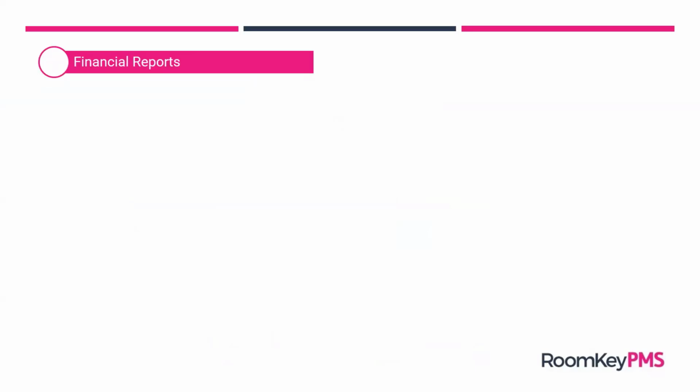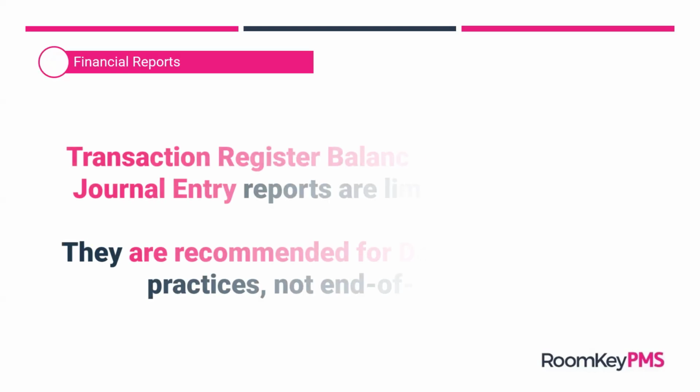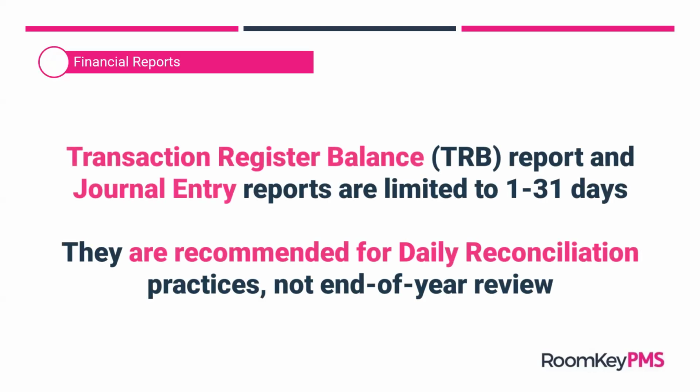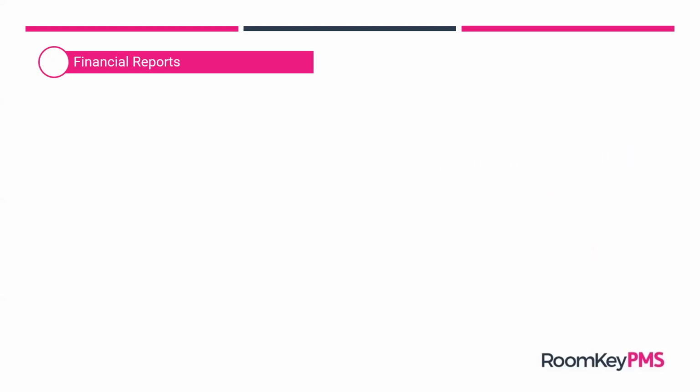So that was a lot of statistical information. We're going to switch gears a little bit now and take a look at some financial reporting that is available in Roomkey. For most of our financial reports, it's based off of a daily reporting basis. So if you're looking at your journal entry reports or transaction reports, those are reporting that is limited to up to 1 month. So it's really not suitable for end of year reporting. Those reports are recommended for daily use for your daily reconciliation or your daily accounting tasks.